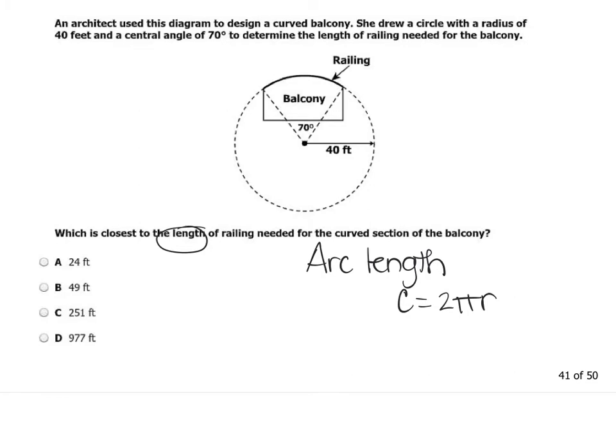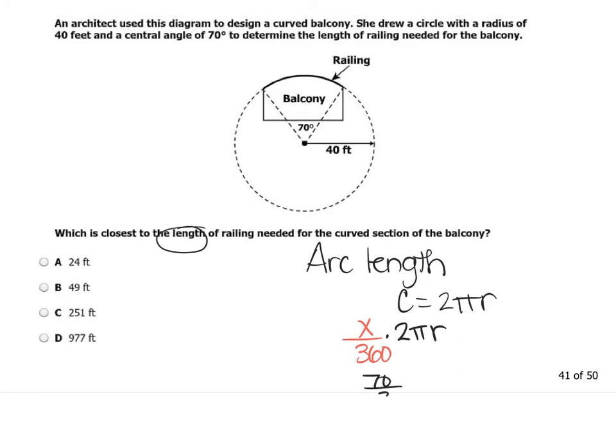This is for the whole circle. We don't want it for the whole circle. We just want a part of it. So the formula is going to be x over 360 times 2 pi r. So our x is going to be the angle of the arc, and in this case, it is 70.